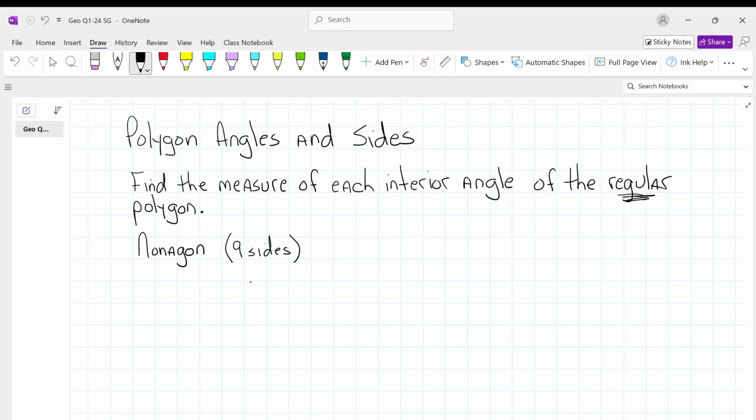So we're going to use the same formula that we used yesterday, but we're going to modify it just a little bit. We're going to take that formula n minus 2 times 180, but we're just going to divide it by n. So here's how this works. If we take our n minus 2 times 180 and we divide it by n, which is the number of sides, it will be equal to each interior angle.